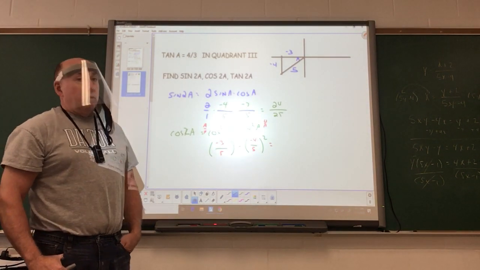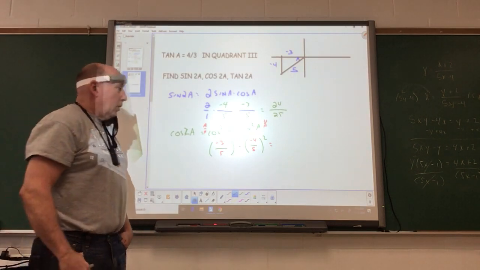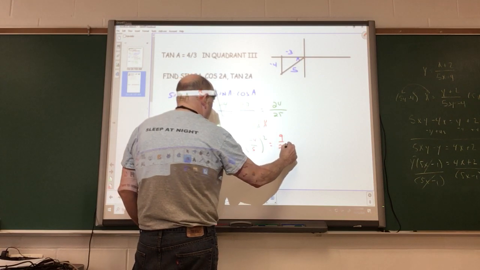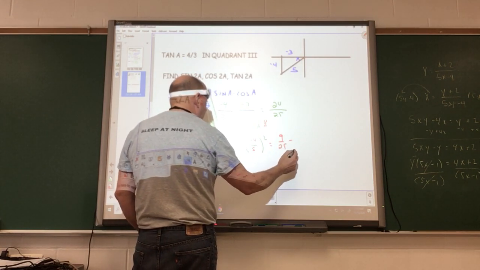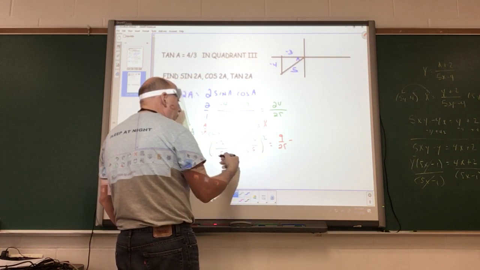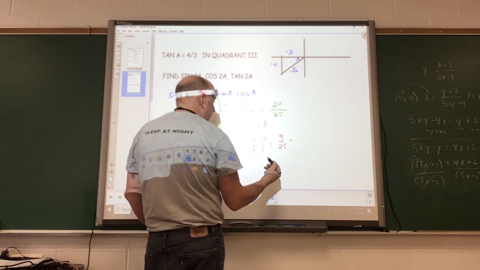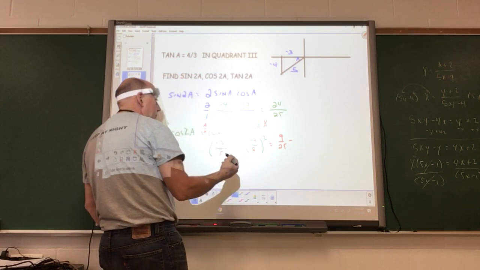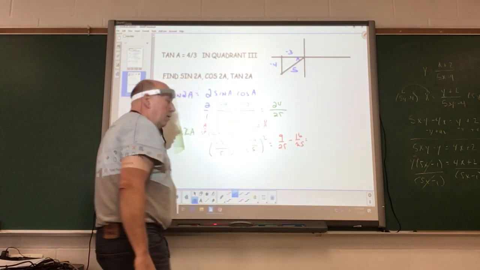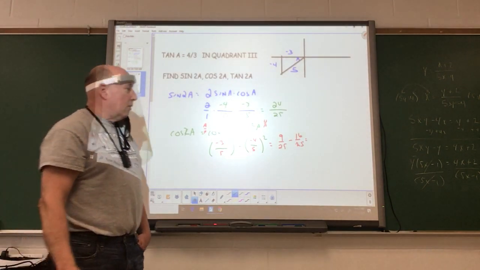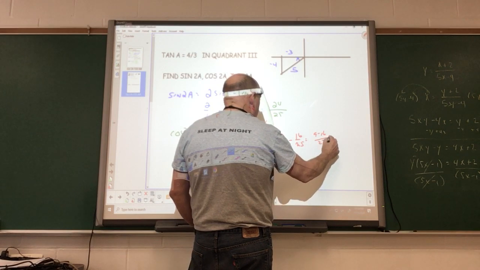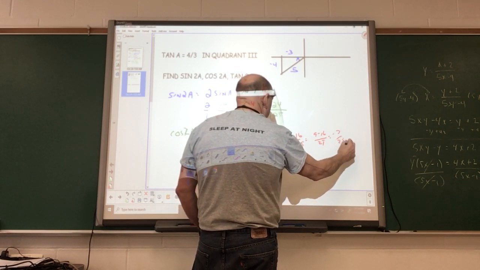When I square negative 3/5, Grace, what did you come up with? 9. And when I square negative 4/5? When I square negative 4/5, 16 over 25. So I have to now subtract these two fractions, so I have 9 minus 16 over 25, or negative 7 over 25.